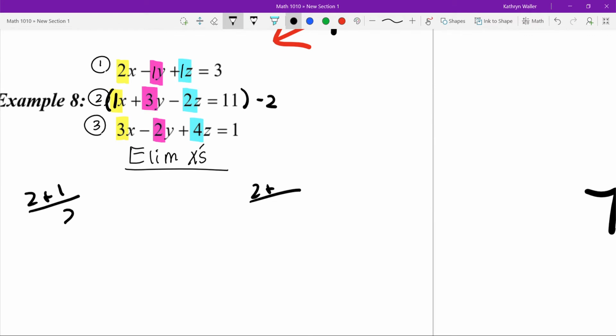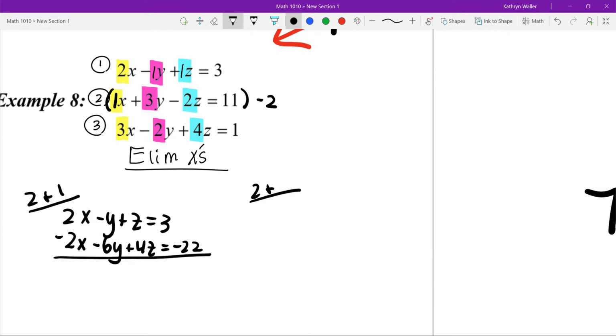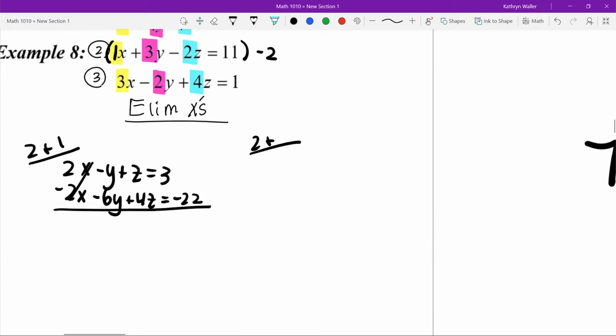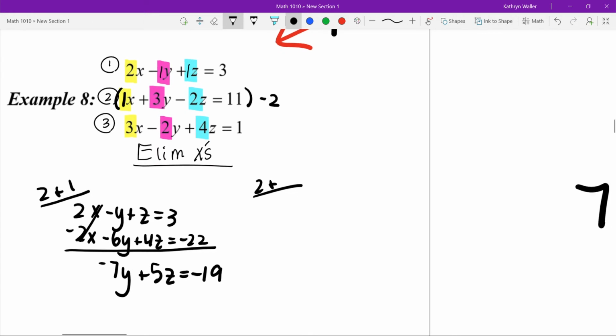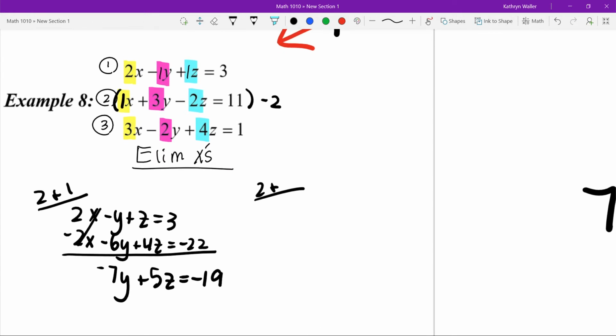So let's write down equation 1, 2x minus y plus z equals 3. Distribute the -2 and you get -2x minus 6y plus 4z equals -22. Then my x's are eliminated and I get -7y plus 5z equals -19. Everybody look forward for just a second. This is all I've done in the dance. You tell me, what have we done? That's it.